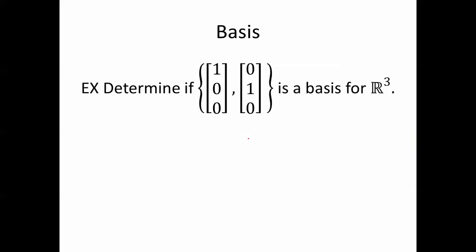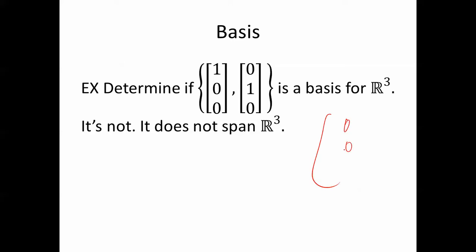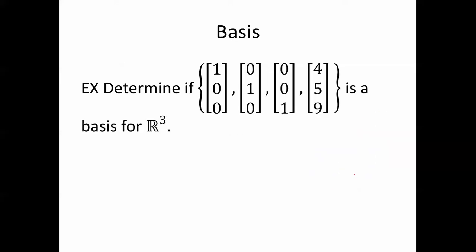Determine if this is a basis for R3. What do you think? No, it's not. It doesn't span R3. You can't express every vector in R3 as a linear combination of these. For example, you're never going to get (0, 0, 5) as a linear combination of those. Determine if this set of vectors is a basis for R3.